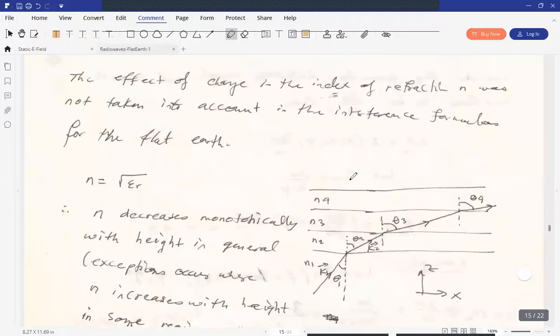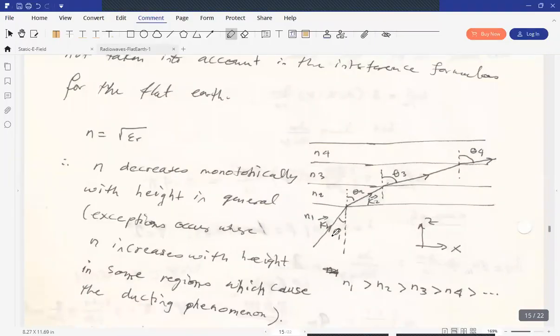Now this, as you know from physics, when you have N2 refraction index less than N1, the wave deflects to the right here. The angle will increase: the angle of incidence theta 1, theta 2 is greater than theta 1. And as we know in the atmosphere, when we go up, the density will decrease. So N1 is greater than N2, greater than N3, as you can see here.